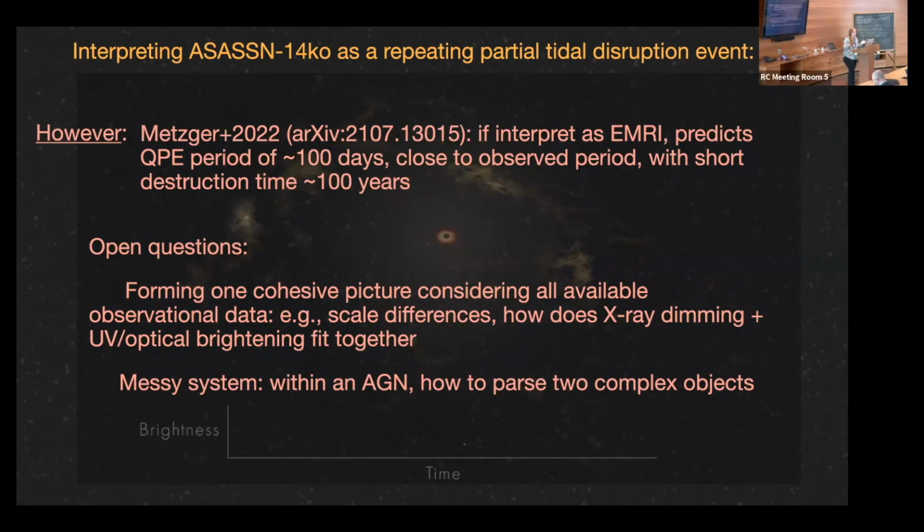I also have to say that this is a very messy system. We know that this is an AGN, and AGN are also extremely complex. So how do you parse between two extremely complex objects? It's just a really difficult question.